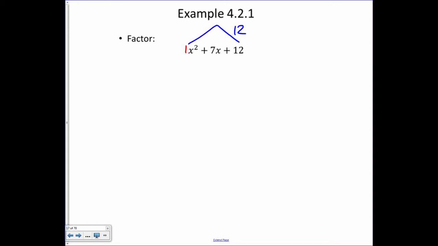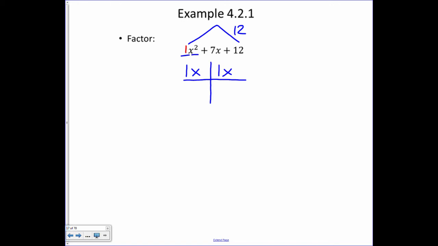And then below this, make a box. And what you write in the box is particularly important. We're going to write this coefficient in front both times, 1 and 1. And then we're going to split this variable up, x and x.